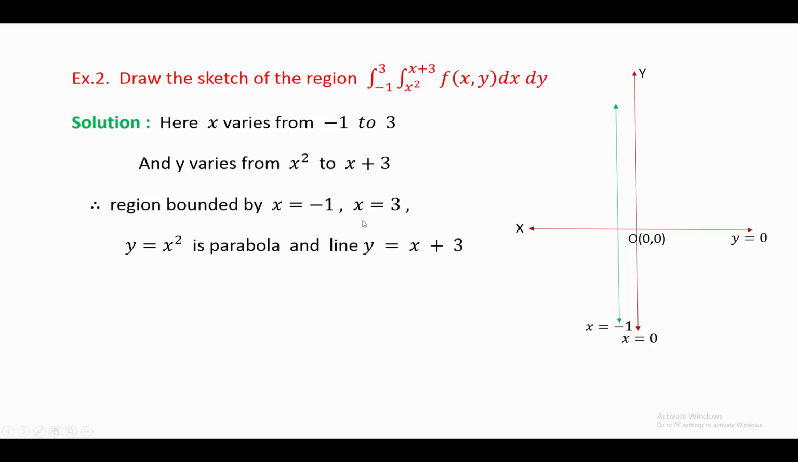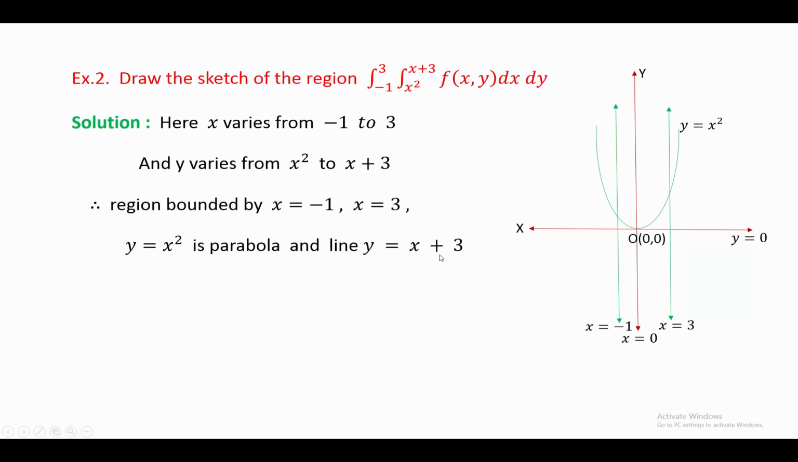Now x equal to 3. This is also a line parallel to the y-axis, on the right side of the y-axis. So this line is x equal to 3. Here x is minus 1, x is 3. Next one, the parabola y equal to x square. This parabola is opening above the x-axis and passing through the origin. The origin is the vertex of this parabola, whose equation is y equal to x square.